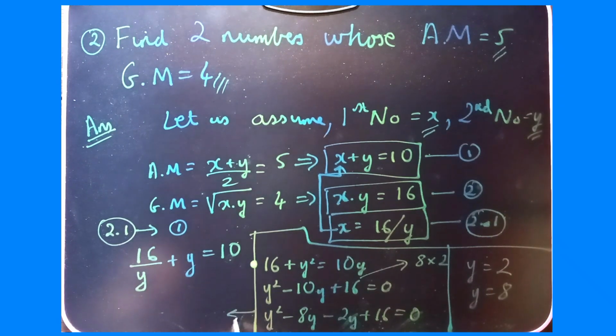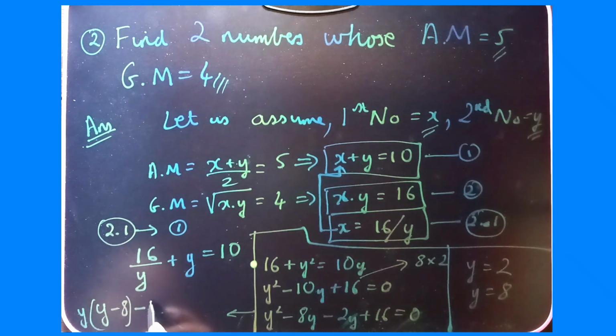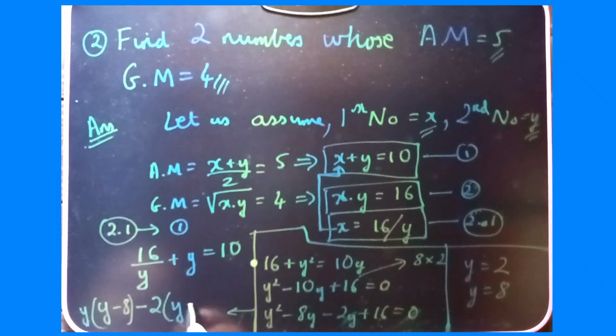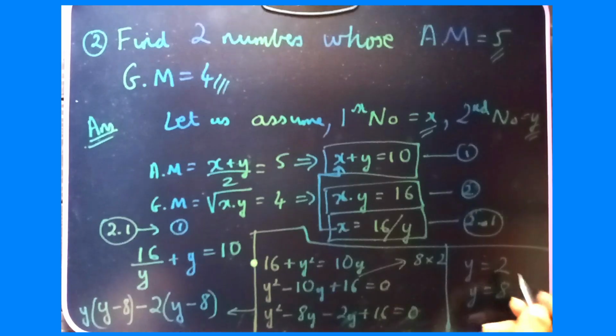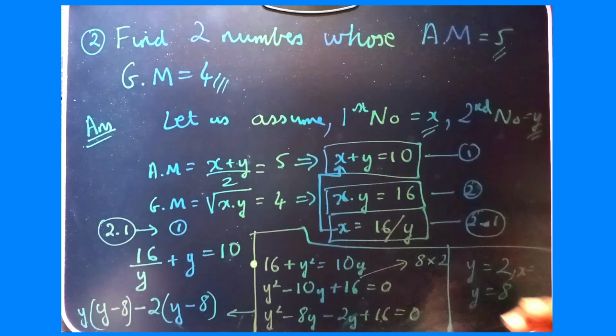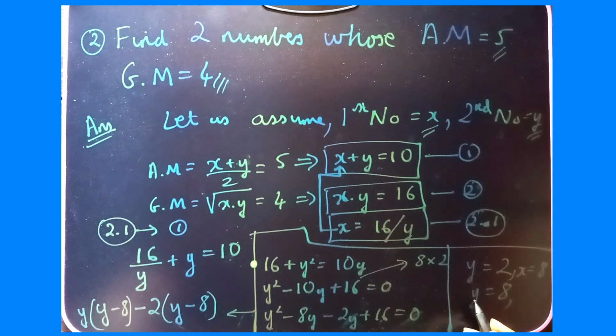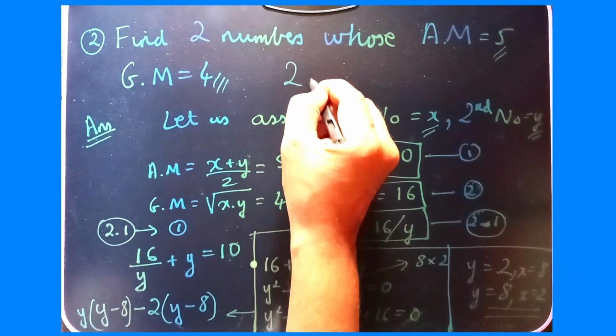Alright, if you try to solve it, you will get y minus 8, right? y will come out, y minus 8, then you will get minus 2 here and y minus 8 again. So y is equal to 2 and y is equal to 8. So if you take y is equal to 2, then x will be 10 minus 2, which will become 8. And if you take y is equal to 8, then you will get x is equal to 2. So these are the two values. What are the two values? 2 and 8.